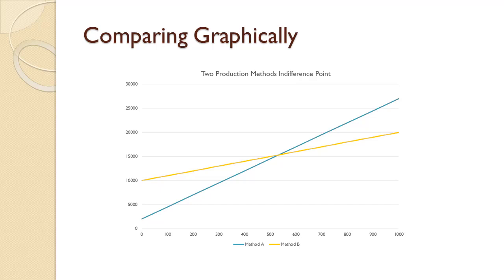The orange line is method B. It starts at the fixed cost of $10,000 and has a slope equal to the variable cost of $10. The two lines cross somewhere around 525, and so that is the indifference point.